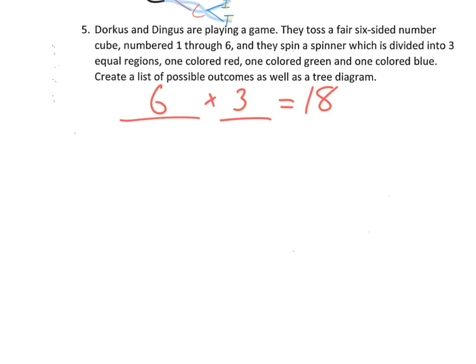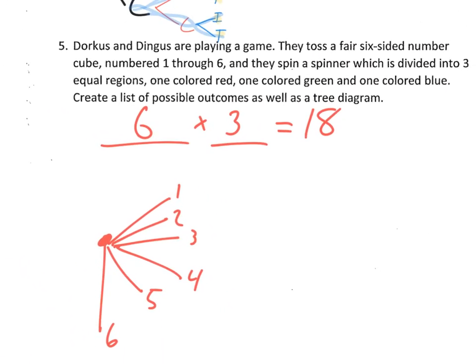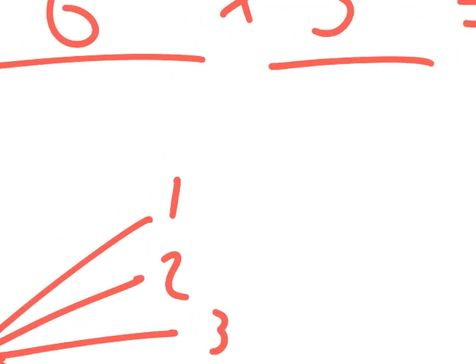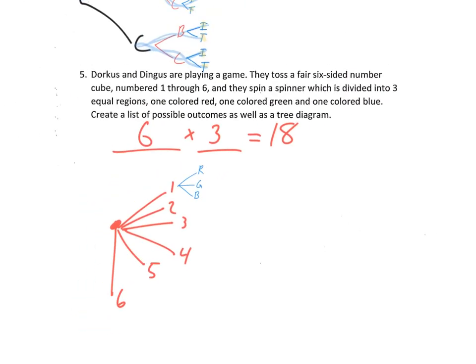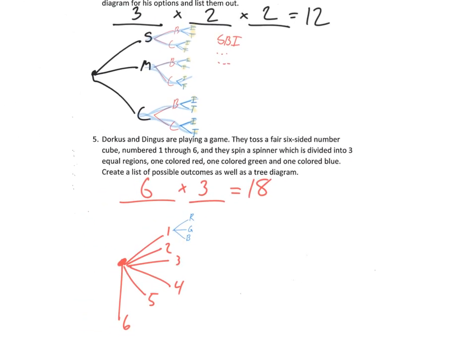So you're going to have your spinner first. I'm sorry, no, the number cube first. You have your 1, 2, 3, 4, 5, and 6 on it. So 1, 2, 3, 4, 5, and 6. From there, you're going to have your 3 color options on each one. So from here, what were our colors? We had red, green, and blue. So R, G, and B. You guys will need to finish filling out the tree diagram, and you will need to make your own list for this part. If you have any questions, please come ask.